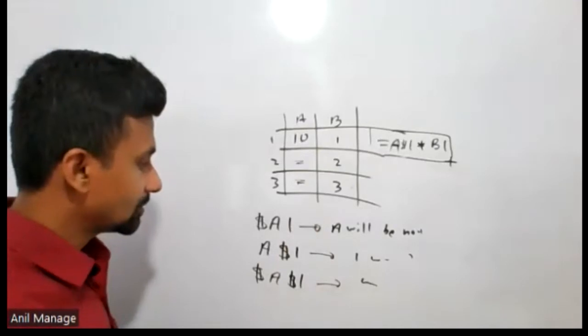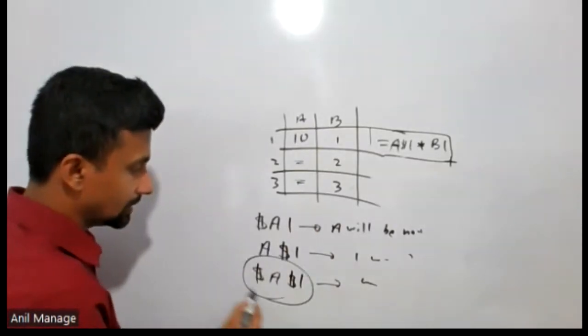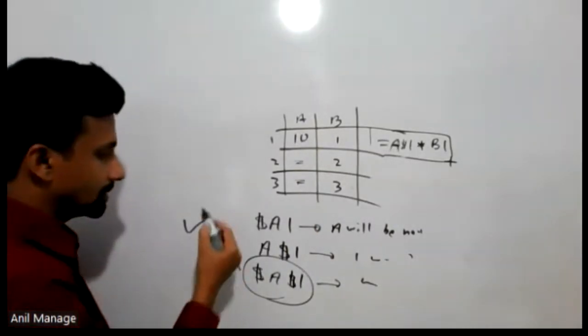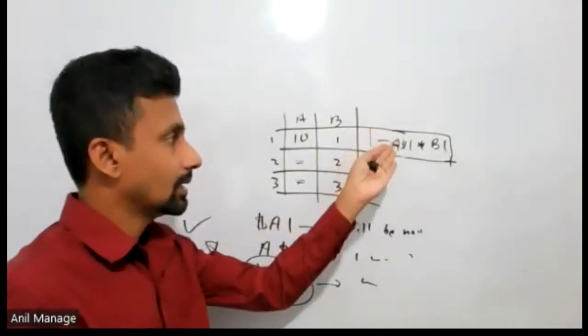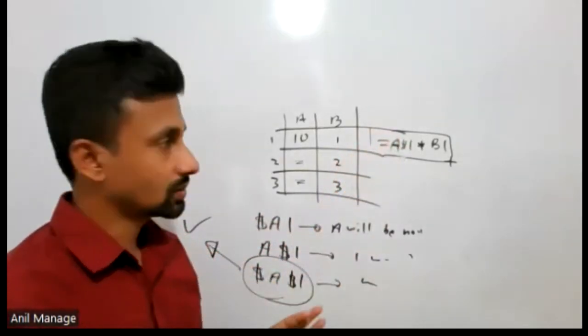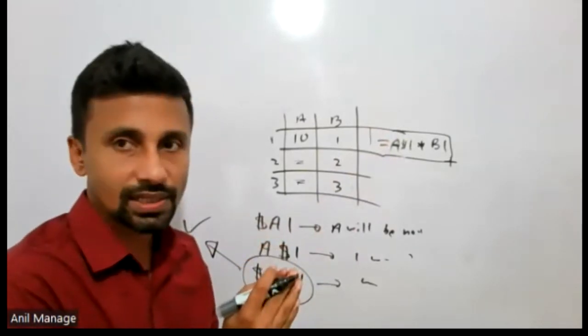Now someone can ask, why can't we use this one? Yes, this is possible. This is also correct. That means like $A$1. That is also correct because the whole cell is not changed.